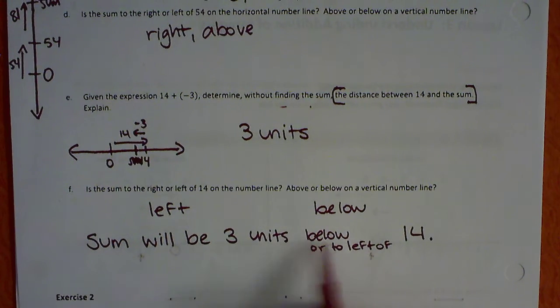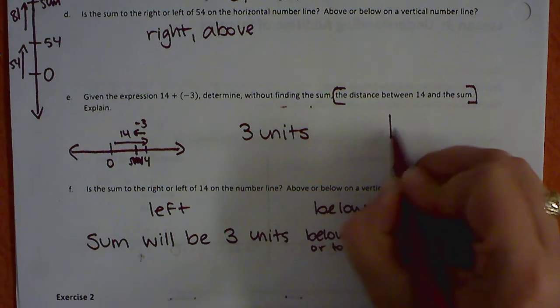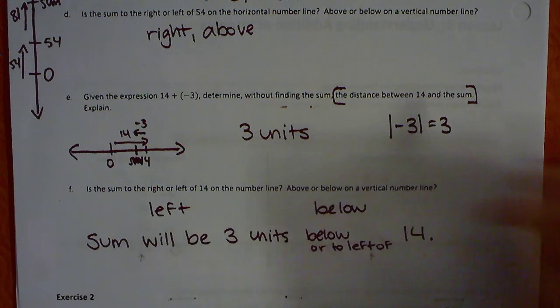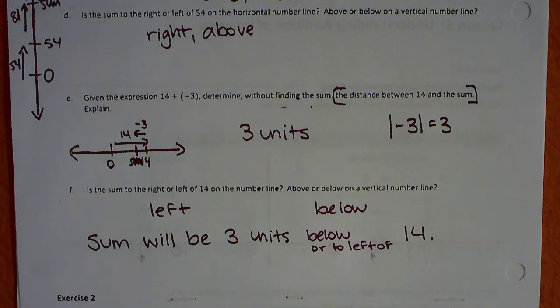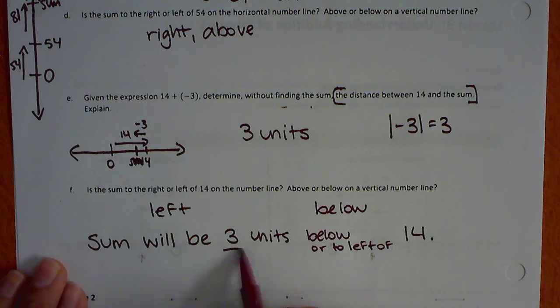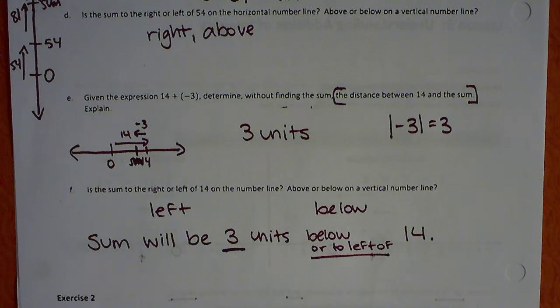We say 3 units below because the absolute value of -3 is 3. So that's how many units it's going to be. And we say below or to the left because it's negative. So every time you're creating a sentence, you will say the sum will be this many units above, below, to the right, to the left of the number that we started with, the first number. That's what you're going to do on exercise 2 on your own.